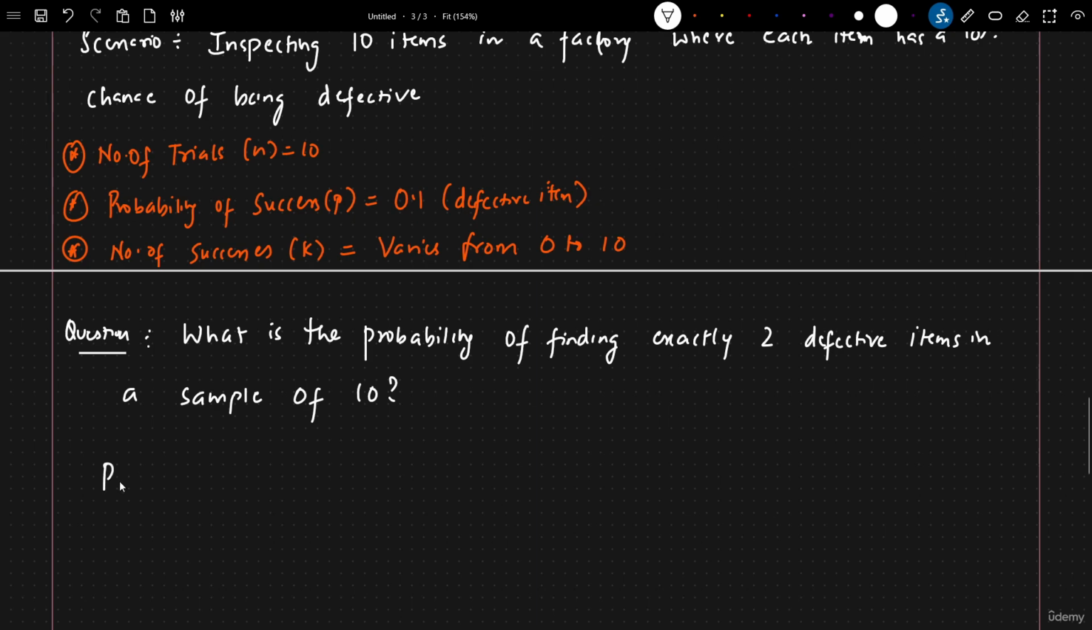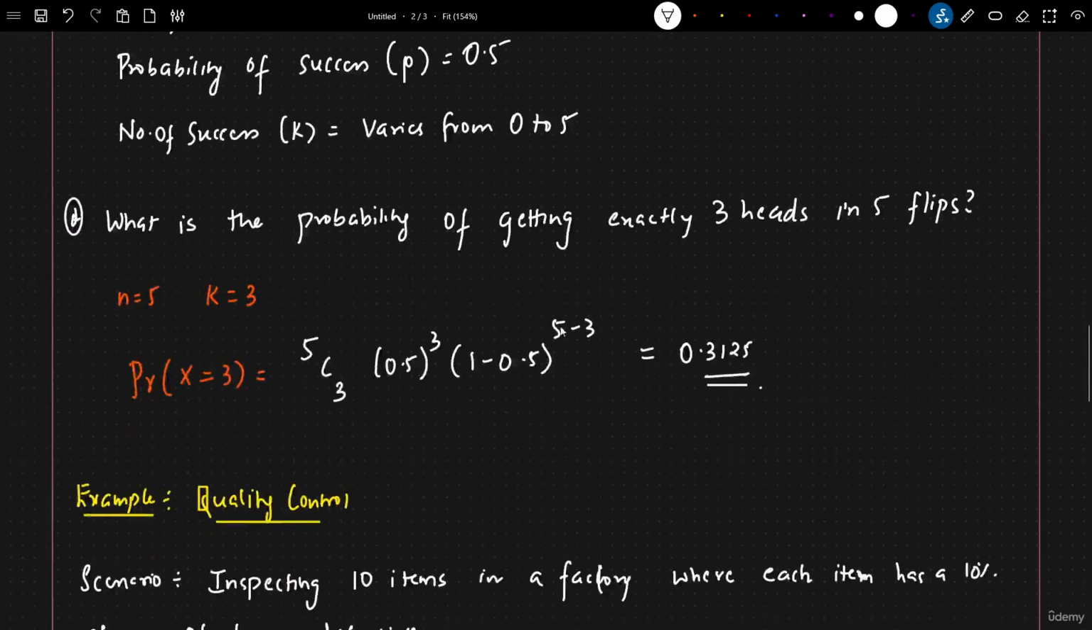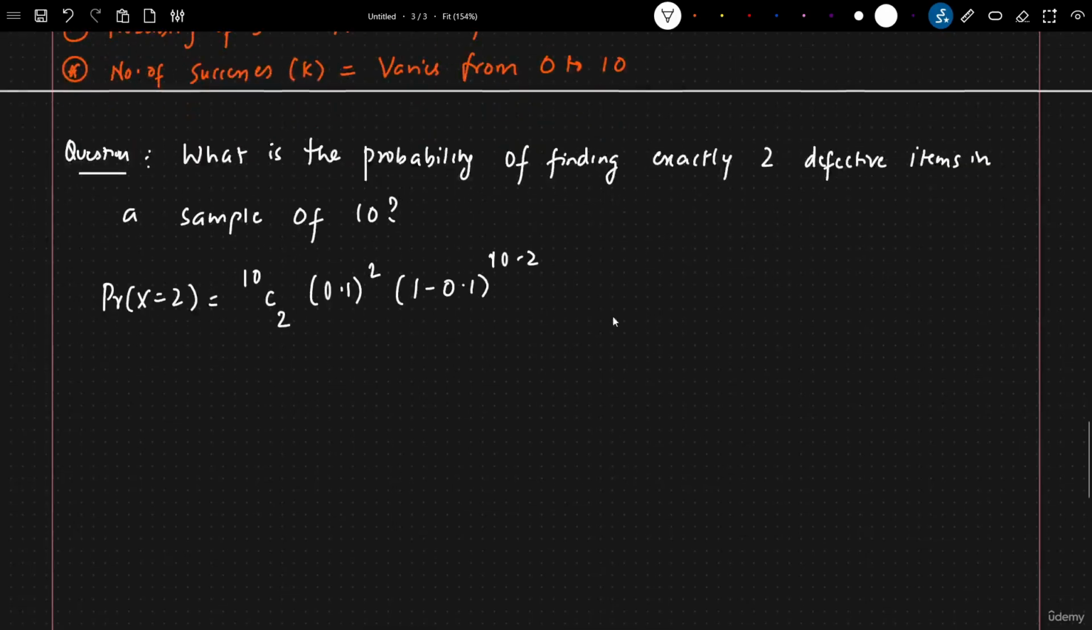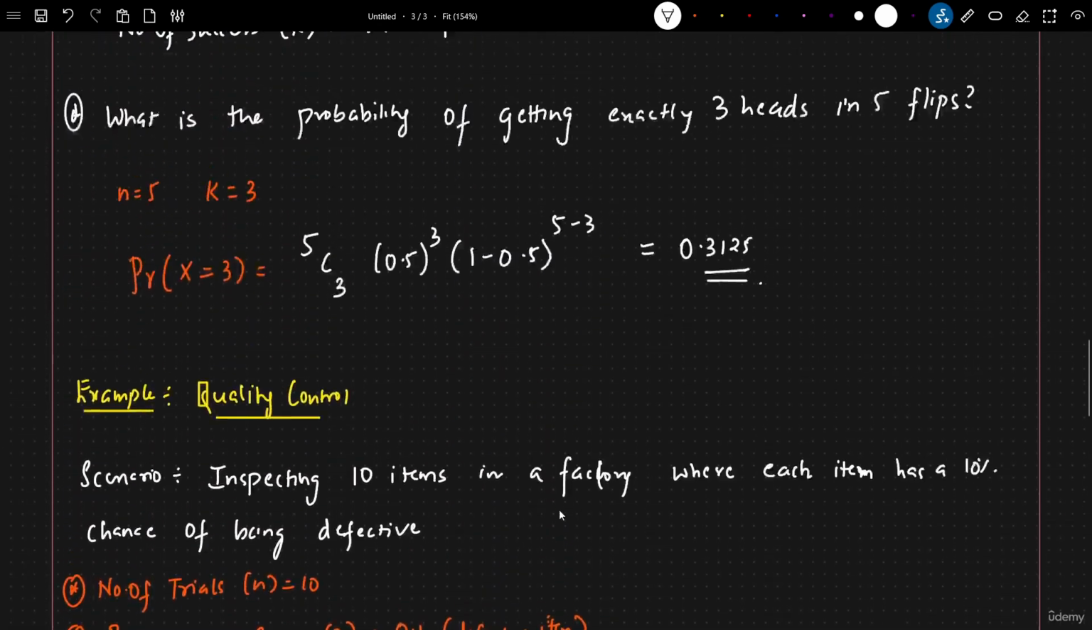So if I go ahead and calculate the probability, it is nothing but the probability of X equal to 2. Then I will say 10C2, right? Then 0.1 squared, because the probability of success is this. Then (1 minus 0.1) to the power of 10 minus 2. Same formula. I've just applied this formula and replaced all the values over here. If you further do the calculation, I've done it, this will be approximately 0.1937, right? So this is what it looks like, and through this you'll be able to see how you're able to calculate it.